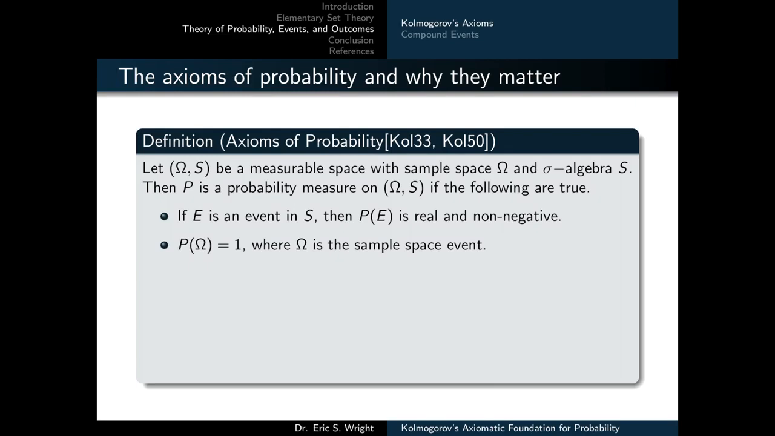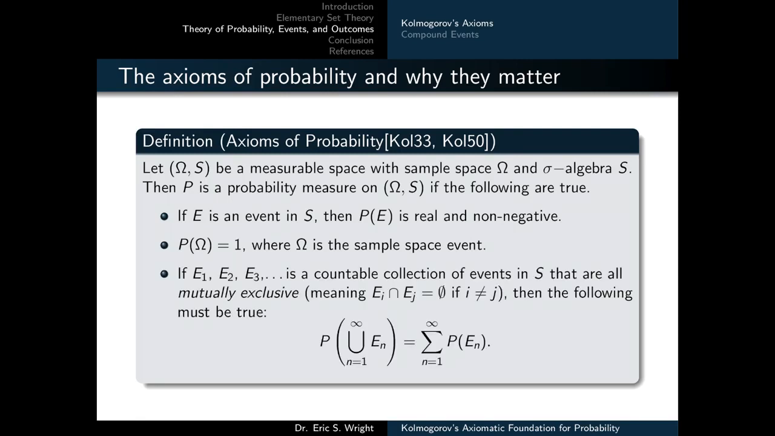Ultimately, this is just a way of saying that the sample space contains all possible outcomes, and its probability must be 1, or 100%. Finally, if we have a collection of events, E1, E2, E3, and so on, that's countable and it's taken from our sigma algebra, and that they're all mutually exclusive, meaning that they share no common outcomes between any two of them.